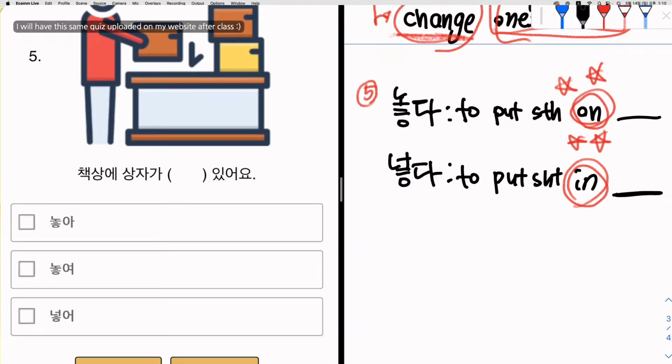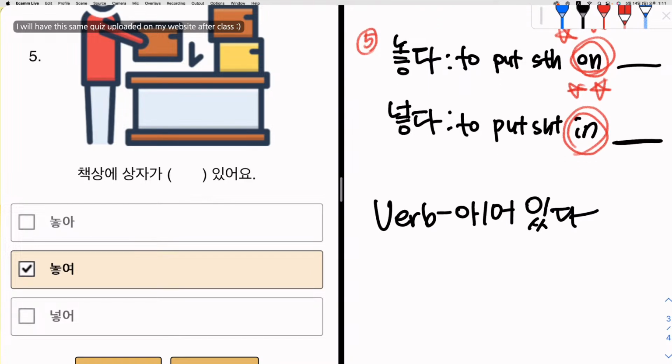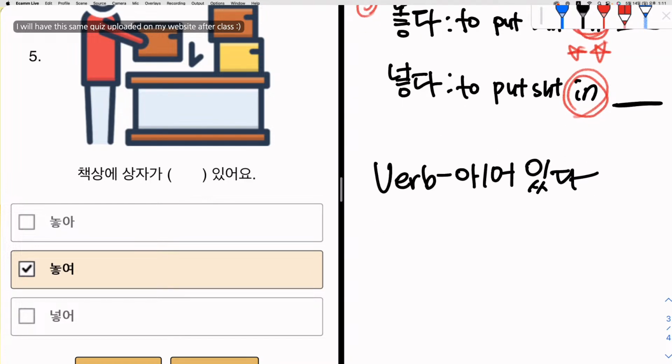Okay, so which one do you think is correct? 도와 or 도요? It would be 도요, right? Because this is where verb 있다 is applied, right? Verb 있다. And we learned that this is used to mean something is in the state of verb.